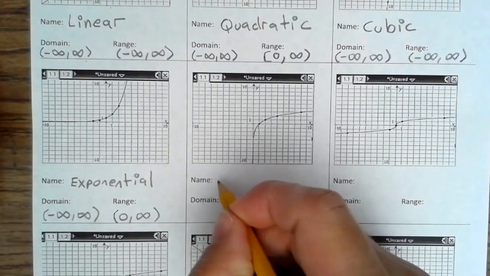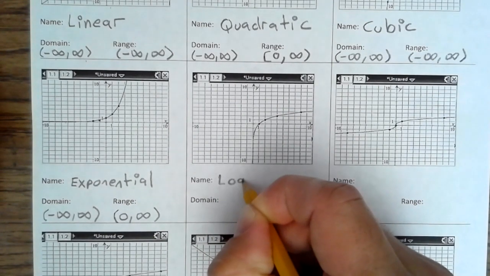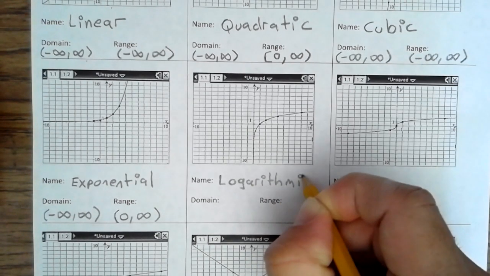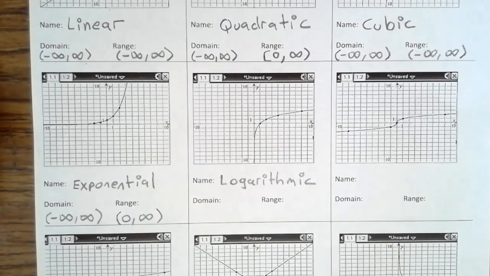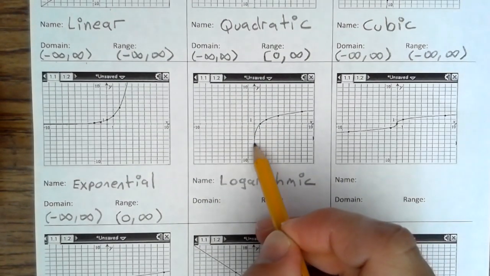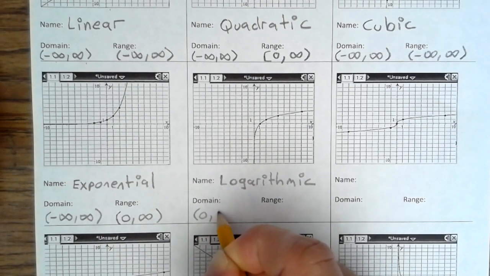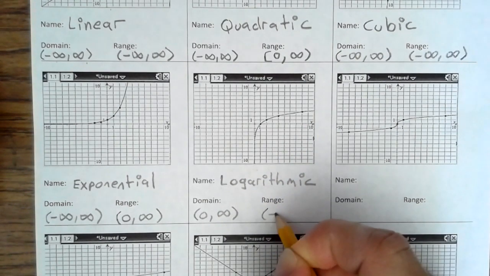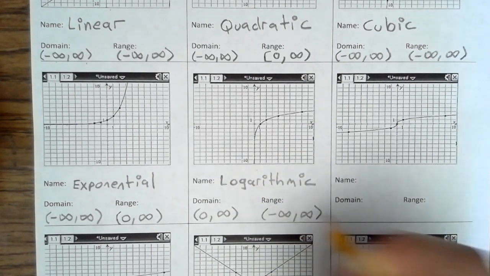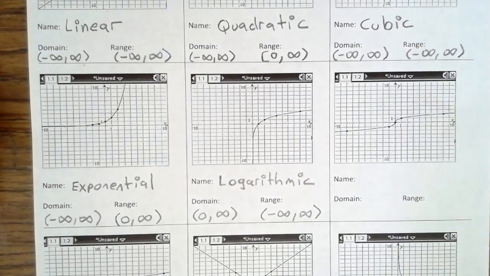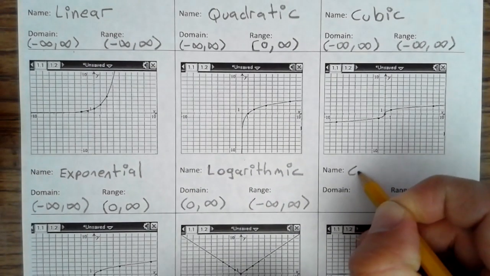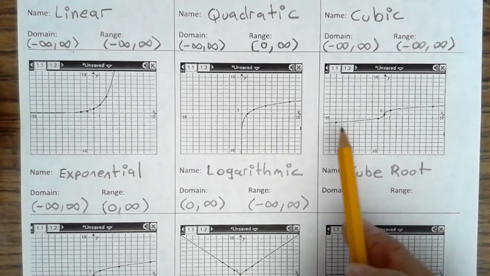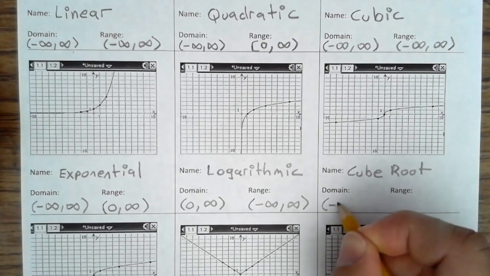Okay, the next parent function is logarithmic. The domain is getting very close to 0, but it never touches. So it's from 0, not including 0, to infinity. And then the range has no start and stopping point, so it's from negative infinity to positive infinity. All right, the next parent function is cube root. The domain and range neither have a start and stop point, so they're both negative infinity to positive infinity.